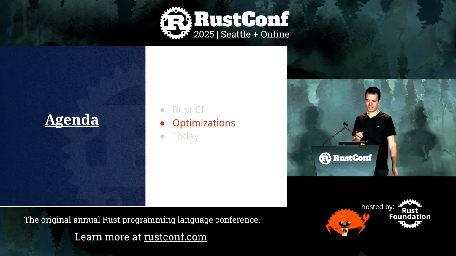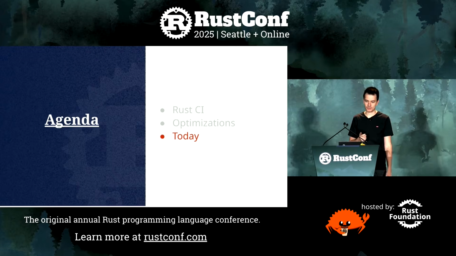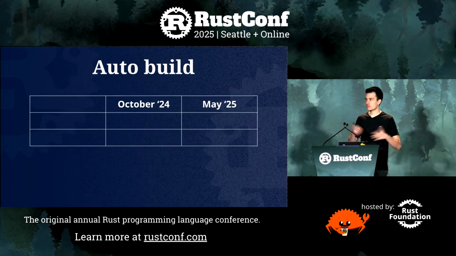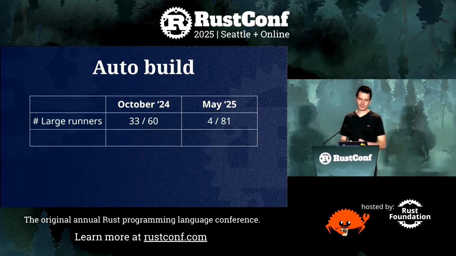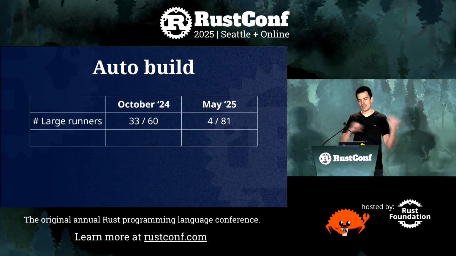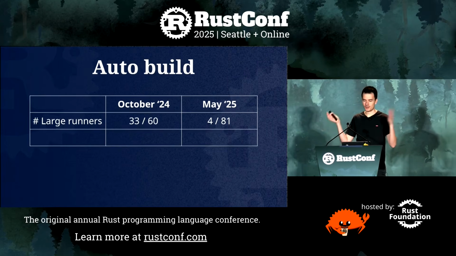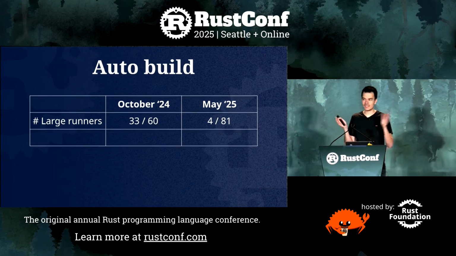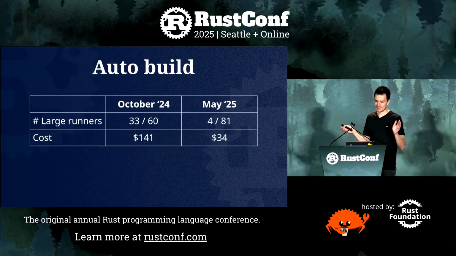Let's see how we're doing today after all these optimizations. We started these optimizations in October last year, and we roughly finished around May, with various degrees of hours spent on this project. We started with 33 large runners, and in May we have 4 large runners and 77 standard runners.